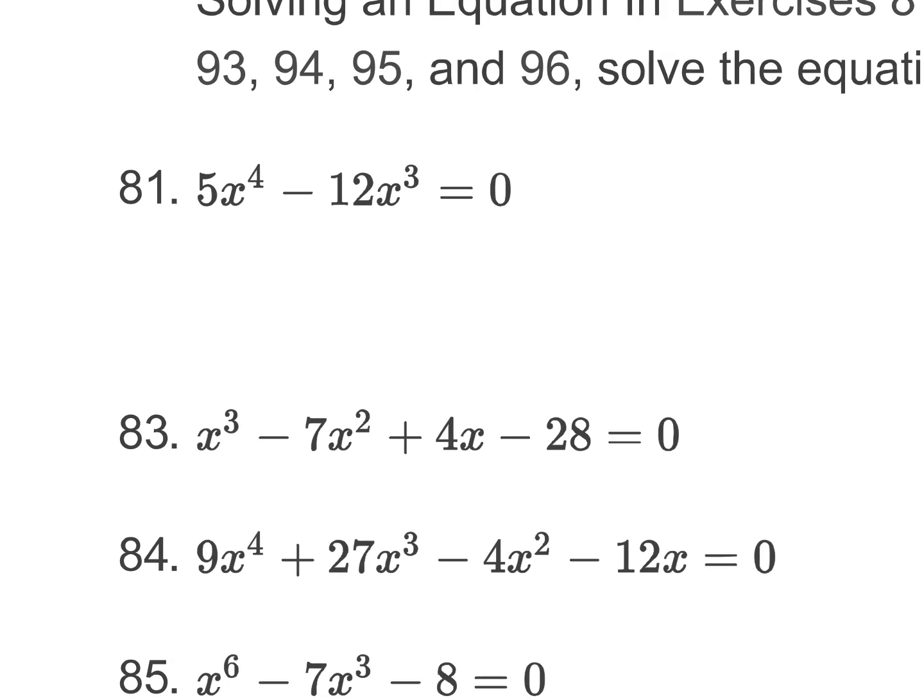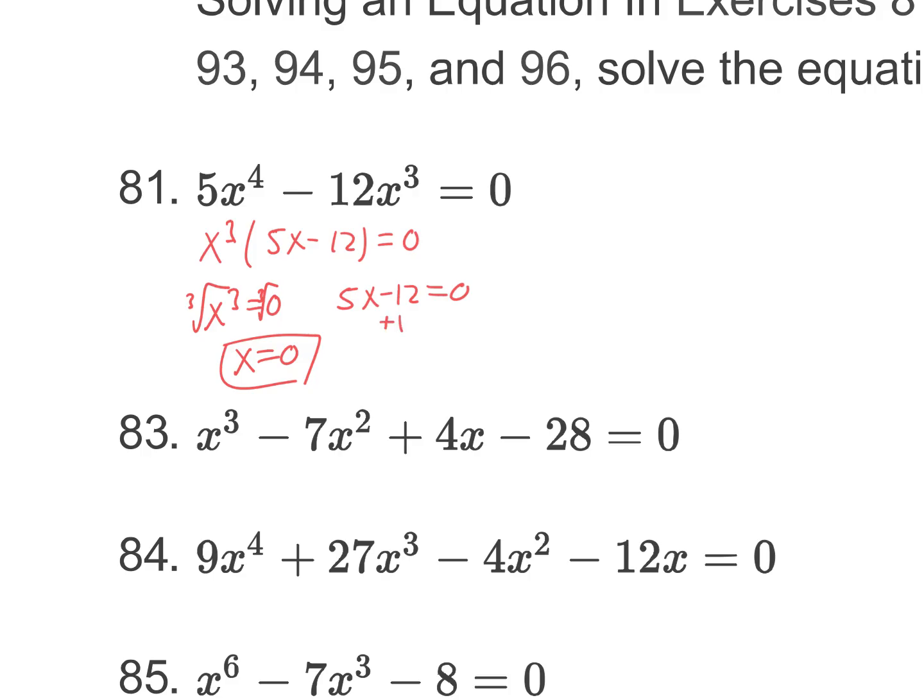Looking at 81, you always want to check if it can be factored, and this one can be factored. I can take out an x to the third, and I'm left with a 5x minus 12 equals 0. Then I can set each of my factors equal to 0, so I'm going to have an x to the third equals 0, 5x minus 12 equals 0. To get rid of this cube, I can cube root. And so I get x equals 0 as one of my answers.